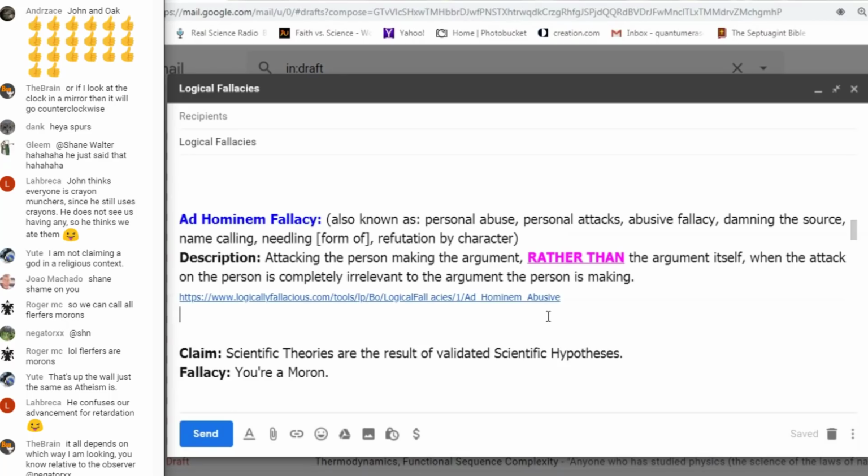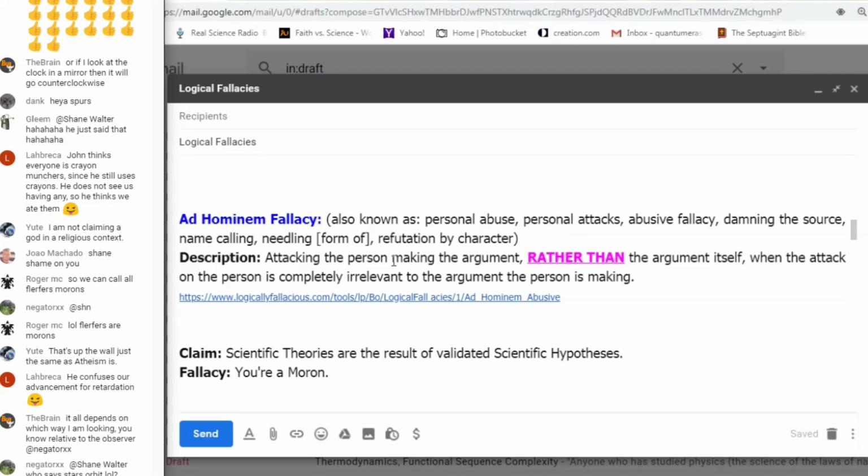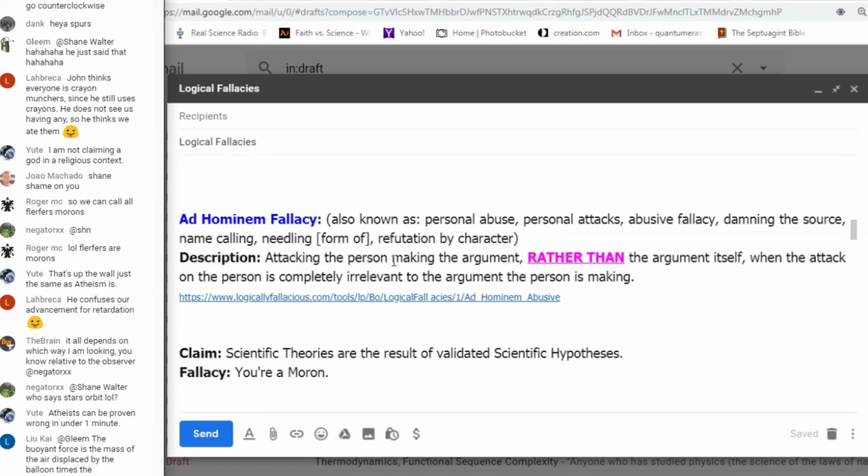Exactly. It's in lieu of an actual argument, right? And you brought up another one. Now, ad hom is an umbrella term. There's a lot of fallacies that fall under this. Well, can I add one that you didn't get in the list? So there's poisoning the well. I know you have got it there. Damning the source, you've called it.